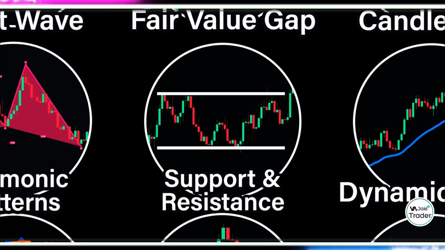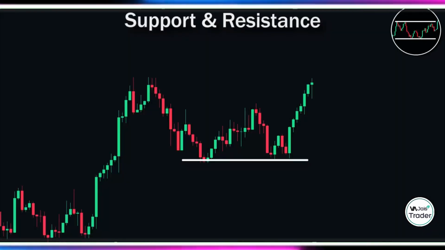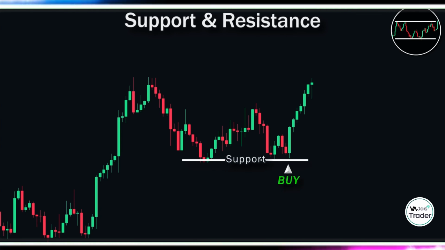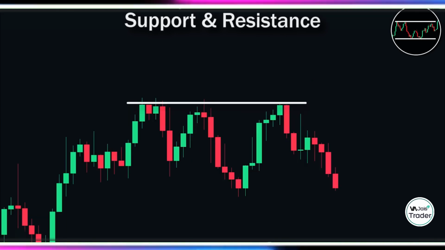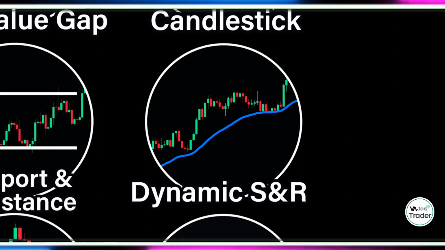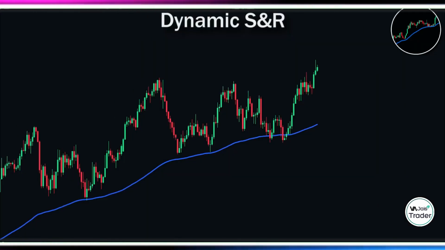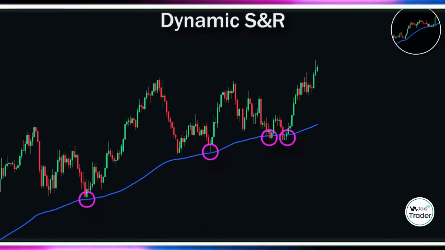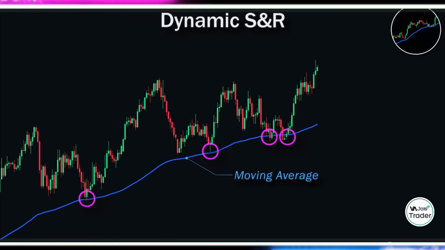Support and resistance. These are key levels that form horizontally where the price has bounced off in the past and could possibly bounce again in the future. If the level is below the price, it's called support, where you can take a buy position if the price approaches it, and if the level is above the price, it's called resistance, where you can take a sell position if the price approaches it. Dynamic support and resistance. Similar to support and resistance, dynamic support and resistance also acts as key levels, but instead of using static horizontal lines, it uses indicators like the moving average to act as our key level.